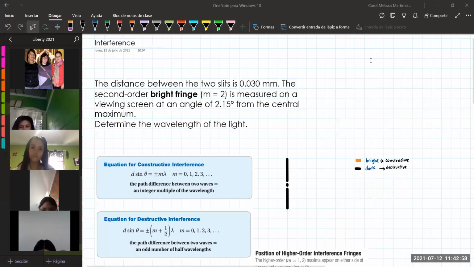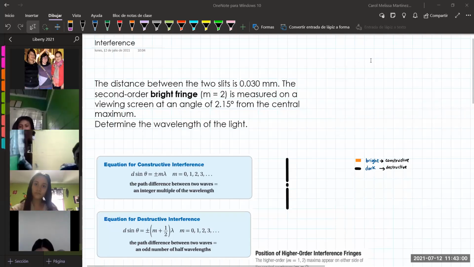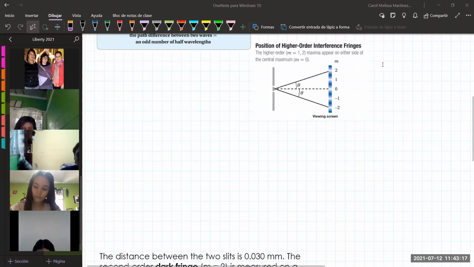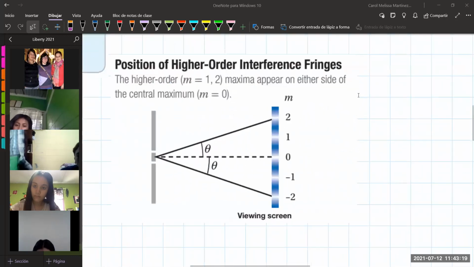So just remember this. For the interference, we have two kinds, constructive and destructive interference. In terms of light waves, constructive refers to, take a look here. Here are the fringes, the interference fringes. So we can have bright fringes or we can have dark fringes, just like we saw in the video.